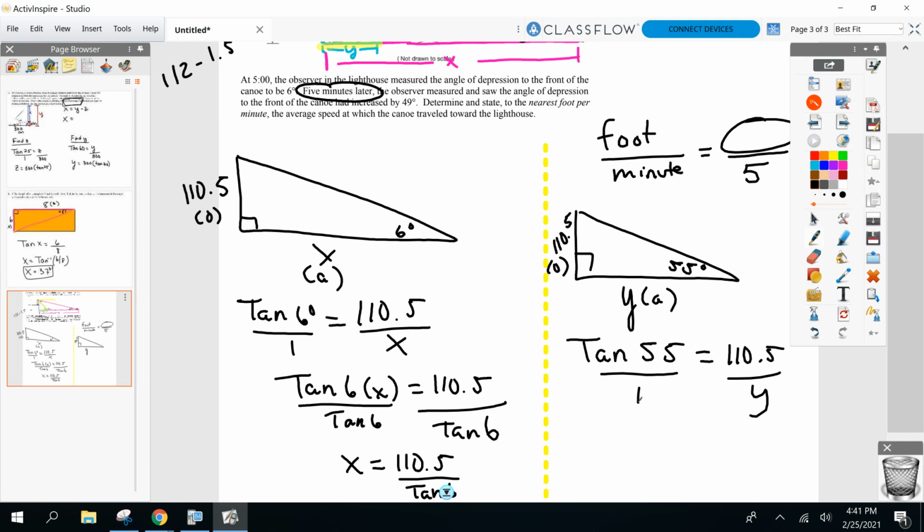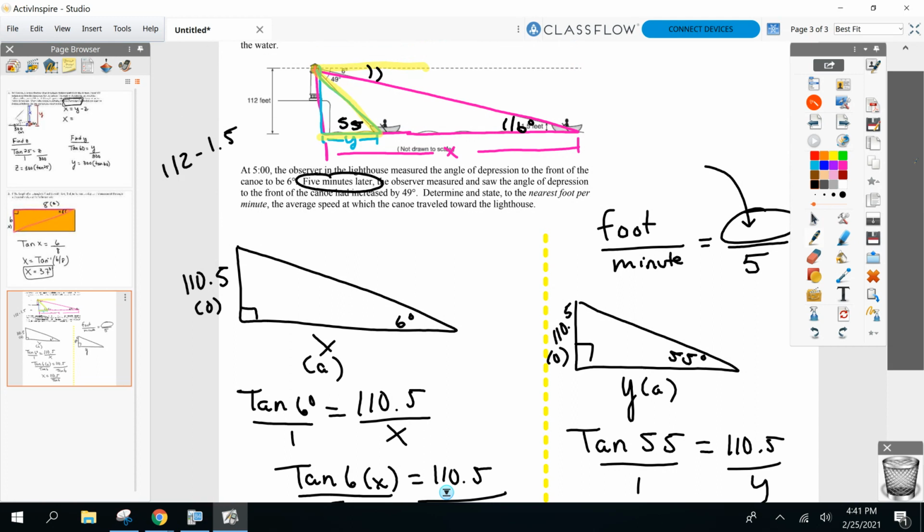I do x minus y. That'll give me how far the canoe has traveled in feet, which will go right here divided by 5 because it said nearest foot per minute. Am I going to do something like that tomorrow to you? No, I'm not going to ask nearest foot per minute. I didn't prepare you guys for that.